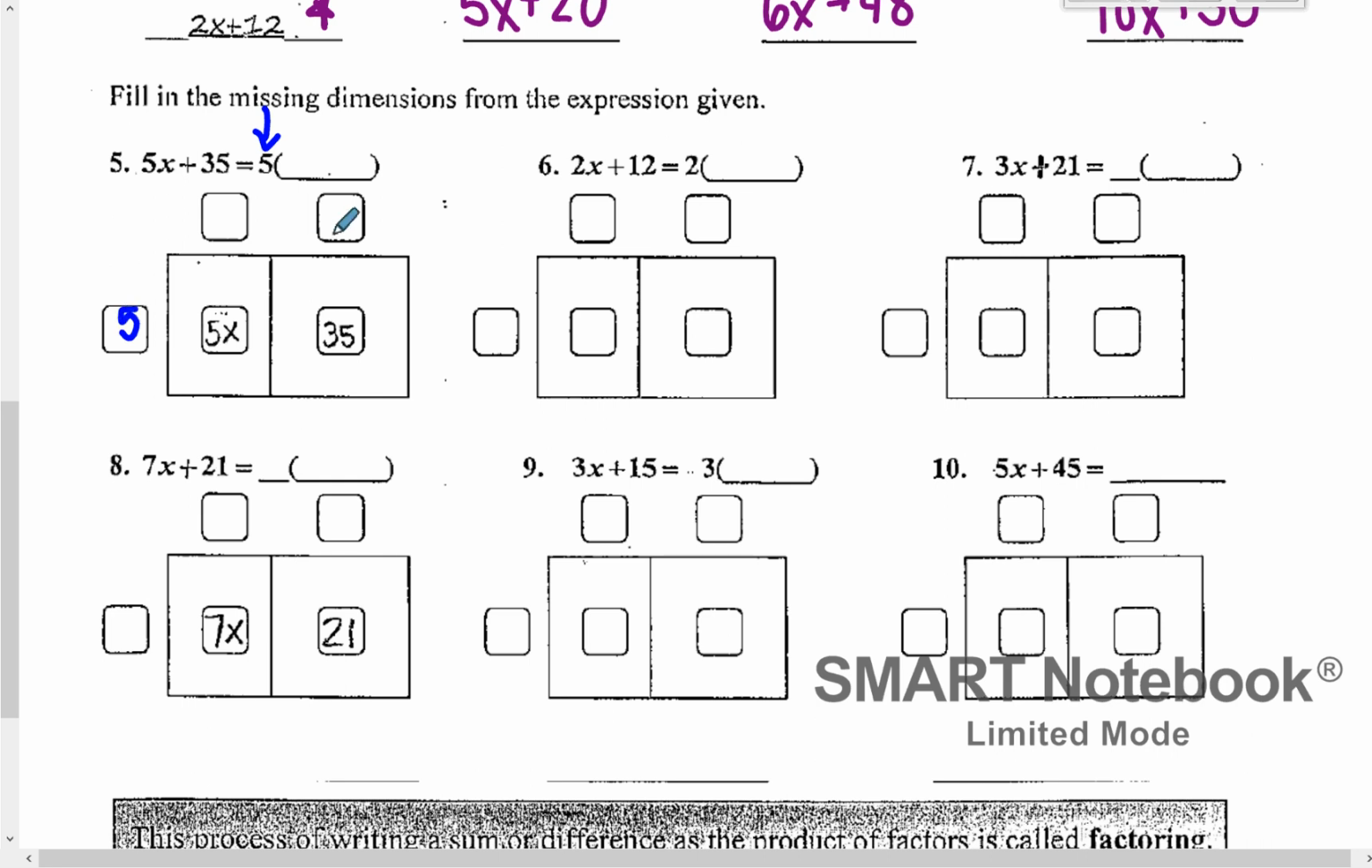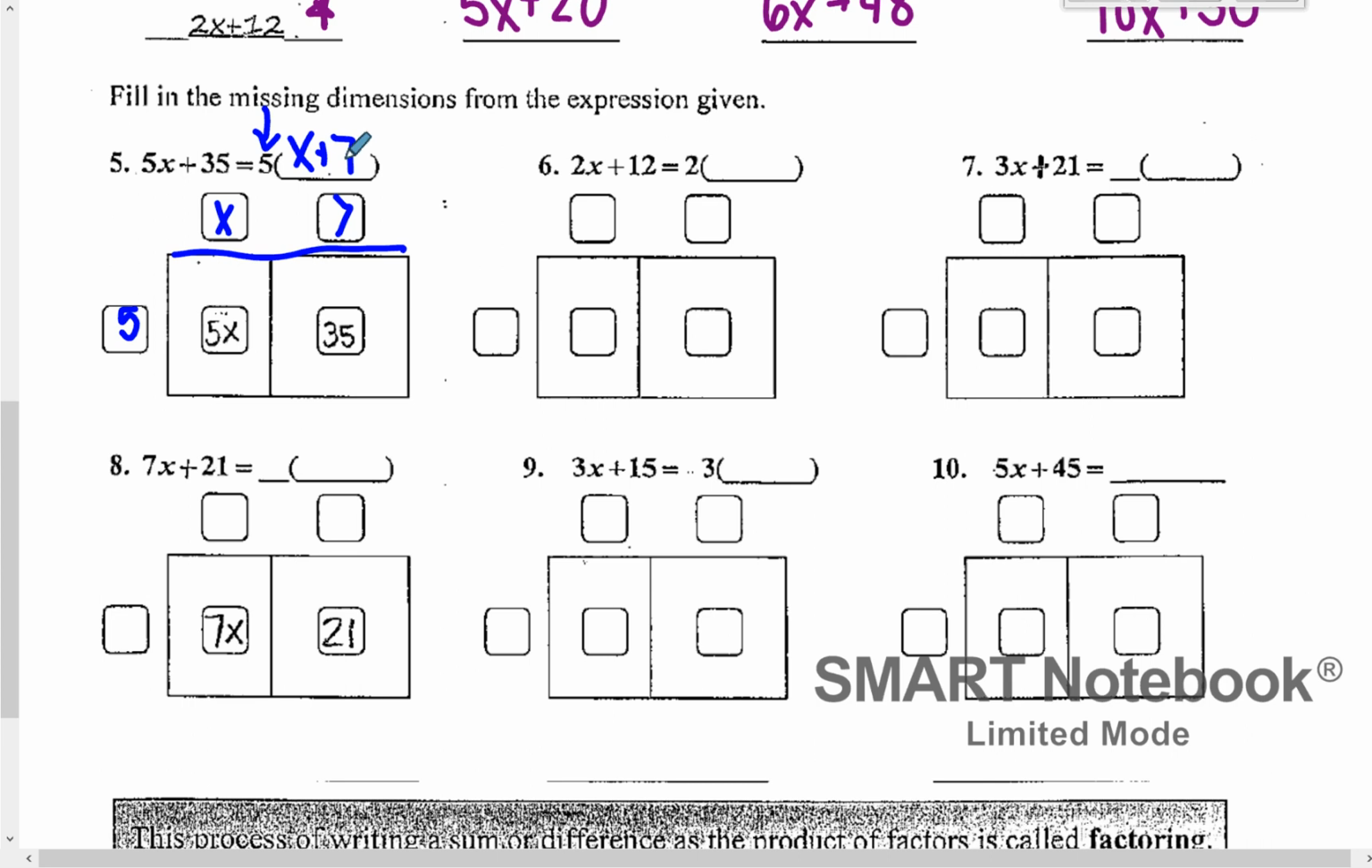Now we have to find out what that length is. So we say 5 times what gives us a 5x? Well, 5 times x gives us a 5x. And 5 times what gives us 35? Well, 5 times 7 gives us 35. So it's 5 being multiplied by the length, x plus 7.